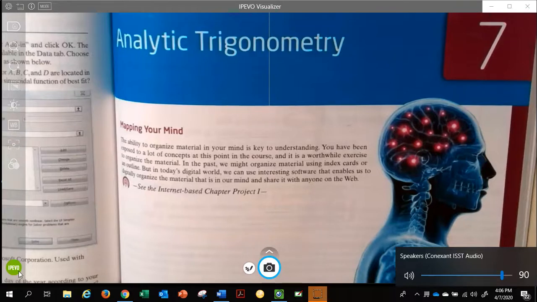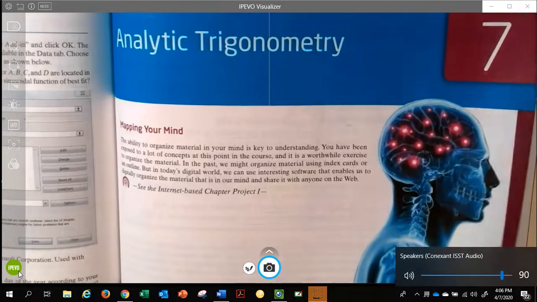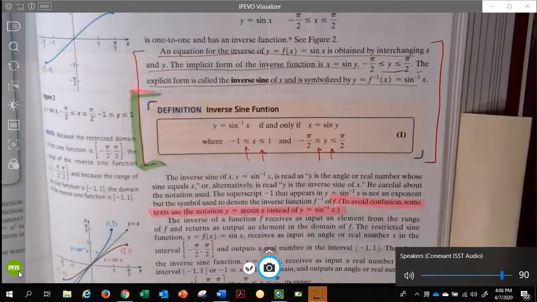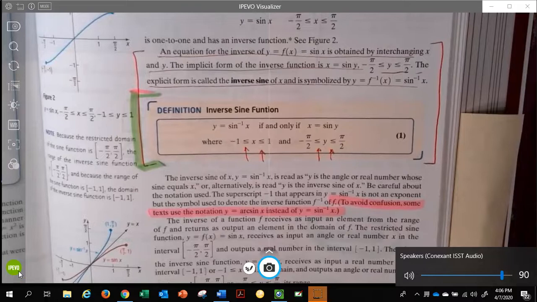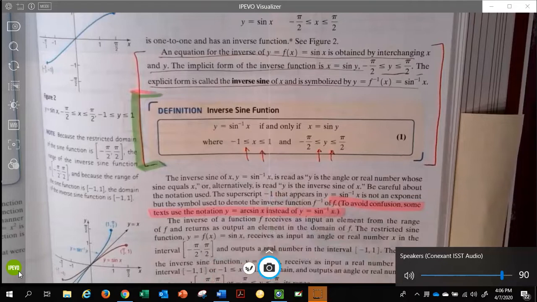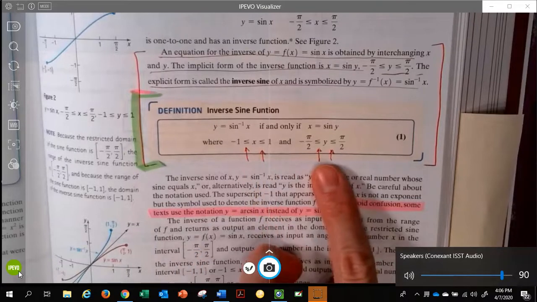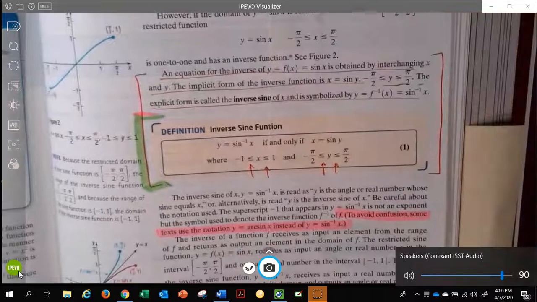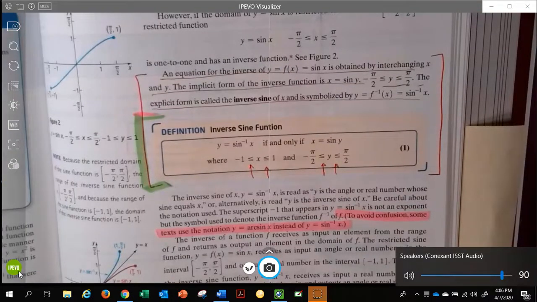So let's get started. Again, I'm going to go fast, but you can stop the video at any time. So in 7.1, I'm going to draw your attention to page 451. It's going to seem like eons ago when we talked about inverse sine function and the restrictions. And even in class, we would put up on the sideboard restricted portions.